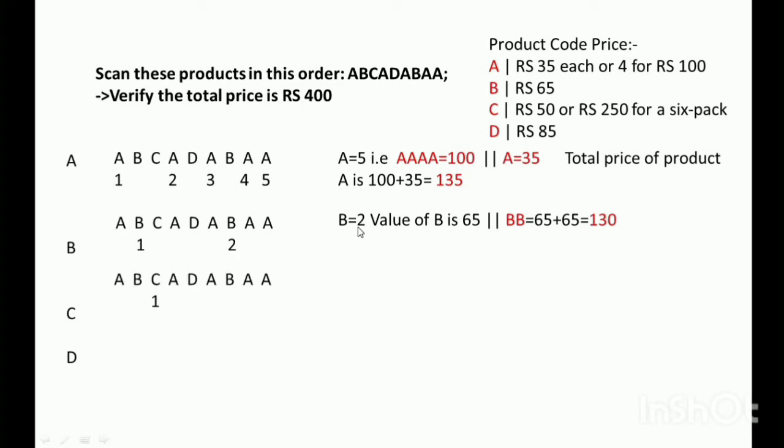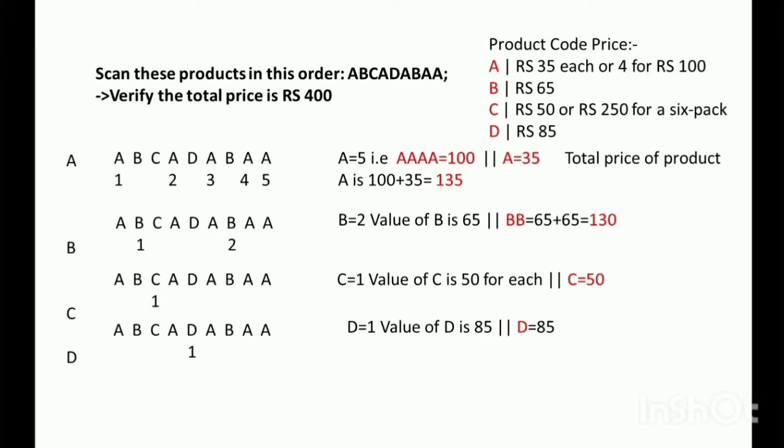Then for C we will calculate. In the whole string there is C only one time, that's why C is equal to 1, and the value of C is 50 for each. For product code C, if you buy any product of C then its price is 50, or if you buy a 6 pack of C then its total value is 250. Then we will calculate D. Here there is no condition, same as B. Here D is calculated only one time, that's why D is equal to 1, and the value of D is 85.